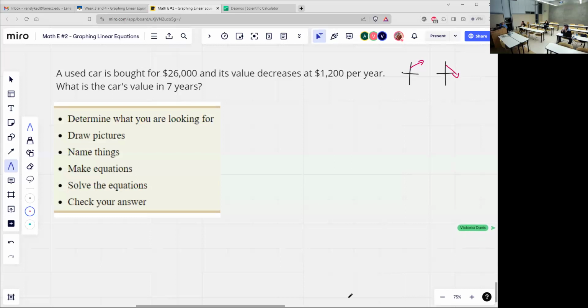Okay. Name things. I like what we've been doing. When we get to this name things step, I just want to kind of practice with a specific case. So we did that. What's its value in 7 years? So what should I write? How do we get the specific case of 7 years? Like I need to put a 26,000 and a 7 and something on my paper. 26,000 minus 1,200 times 7.